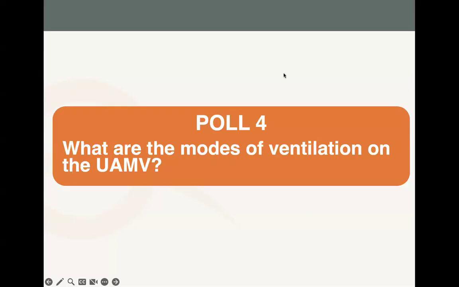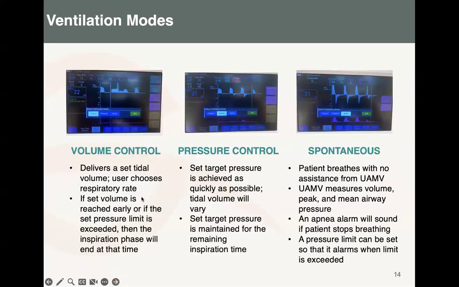Okay, good. We'll continue, and then we are going to discover what are the modes that we have on the UMV. I know you all have the answers, but you are shy to speak. We've all seen this on the UMV, that when it's time for mode selection, you have either the volume control, the pressure control, or the spontaneous. Just like James said earlier on, that was one of the modes that you have on the ventilation.